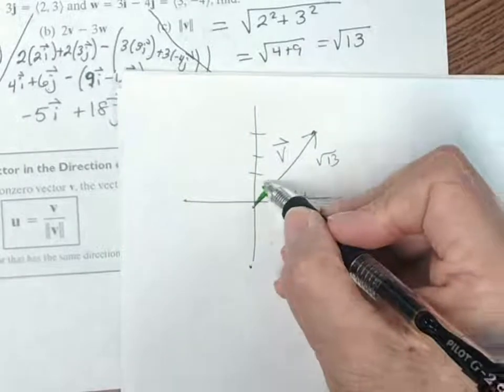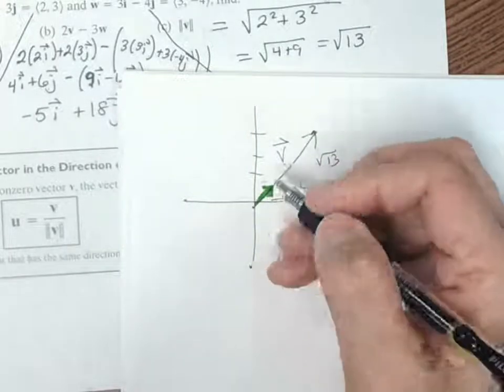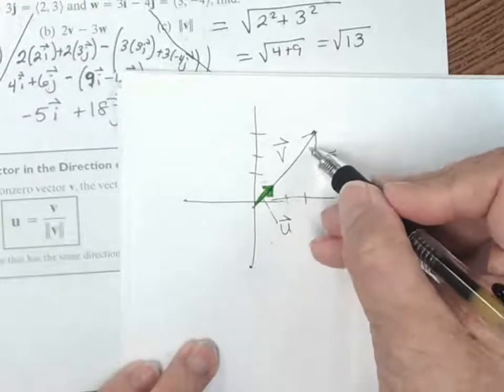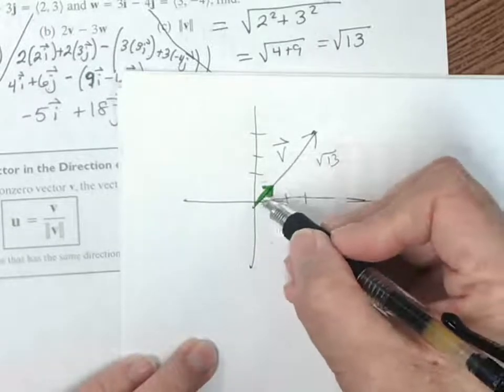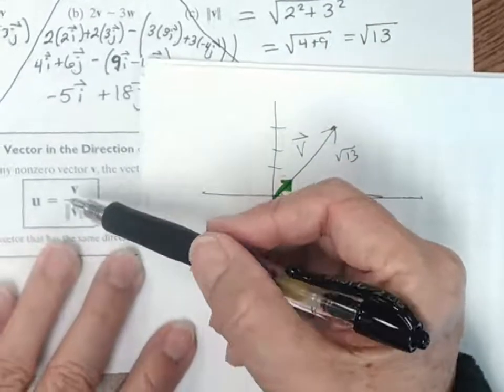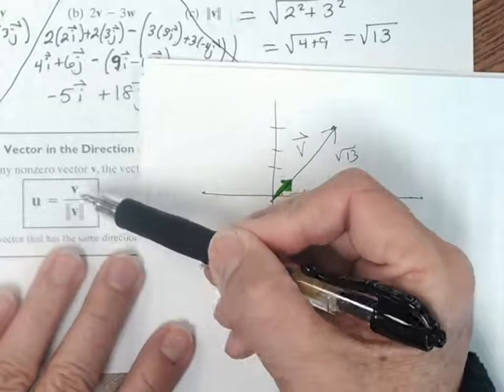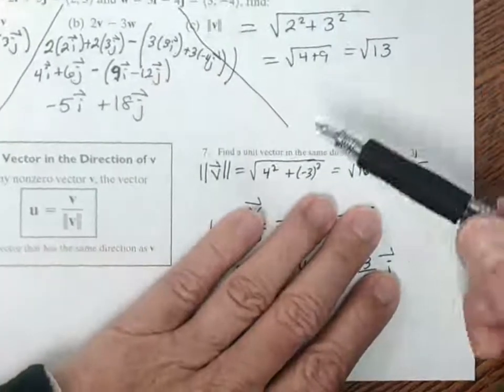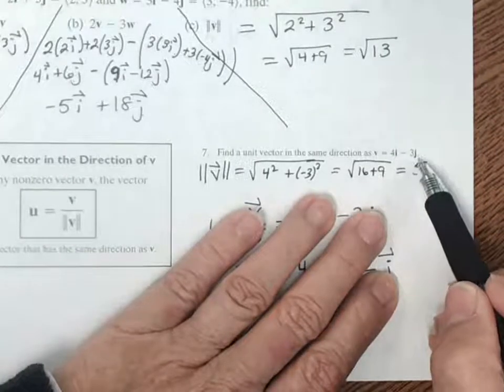So I want to find this vector, and again, we just are going to call this u, but it goes the exact same direction as vector v, but the length of it is going to be 1. Well, the way we do that by definition is we take our vector v and divide it by its own magnitude. So here we've got a vector 4i minus 3j.